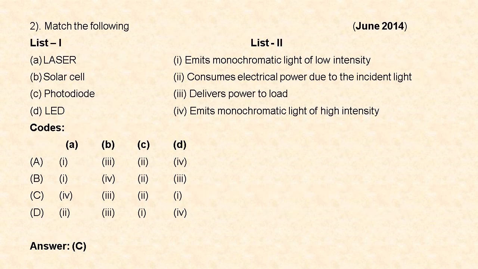Next question. This question was asked in June 2014. It is match the following type. First, laser. We know that laser emits monochromatic light of high intensity. Next, solar cell. It delivers power to load. Next, photodiode. It consumes electrical power due to the incident light. Next, LED. It emits monochromatic light of low intensity. Hence, option C is correct.